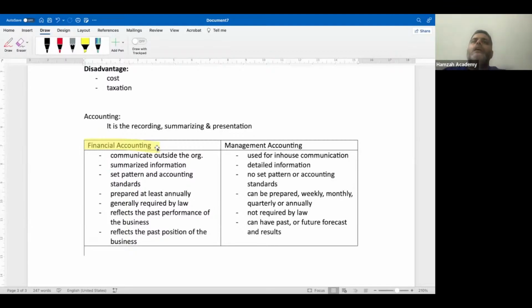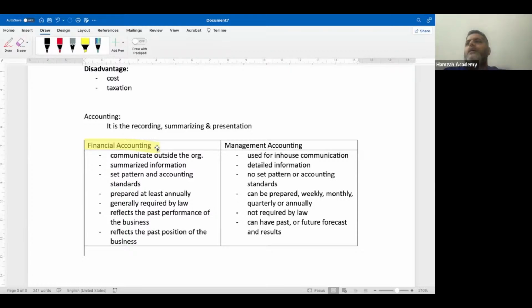Now, in order to communicate outside the organization, if we have to talk about our performance or position, we simply say that at the end of the year, what is the profit we have earned? What is the total amount of sales we did in the year? What was the cost? Right? We have a set pattern to report our sales figure, our cost, and our profit as well. We have a set standard which we follow for the presentation. We have a rule to follow for what we are doing or how we are doing, right?